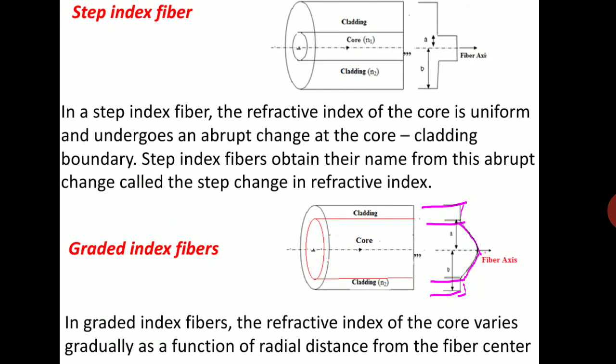That's why you can say that in a graded index fiber, the refractive index of the core varies gradually as a function of radial distance from the fiber center. From the axis of the fiber, it goes on decreasing towards the core cladding interface, and the cladding is made up of uniform refractive index. This is regarding the graded index. Now based on the mode concept and the refractive index profile, optical fibers are broadly classified into 3 categories. One by one we will see in our next slide.